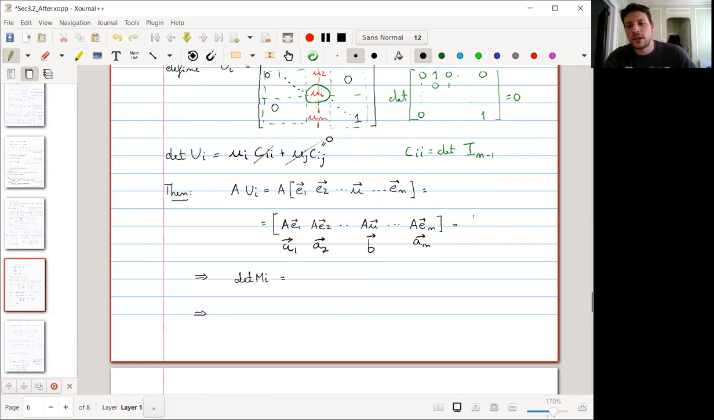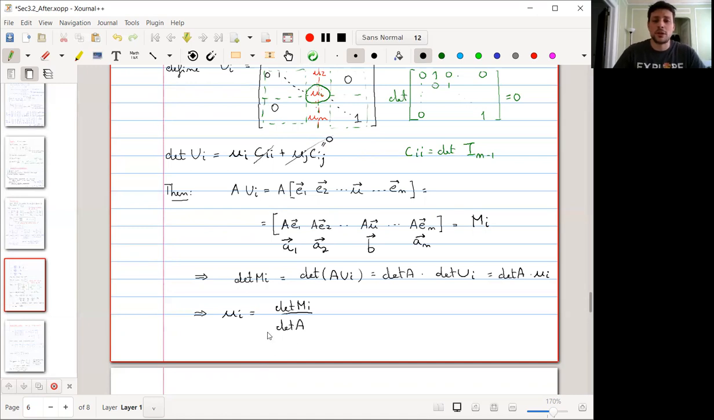But this is exactly the matrix Mi, because Mi is obtained from A by replacing the ith column with B. Therefore, A times Ui is Mi, so the determinant of Mi is the same as the determinant of A times Ui, which is the determinant of A times the determinant of Ui, which we just said is exactly little ui. In other words, by solving for ui, we get that it is the determinant of Mi over the determinant of A. And that explains Cramer's rule.